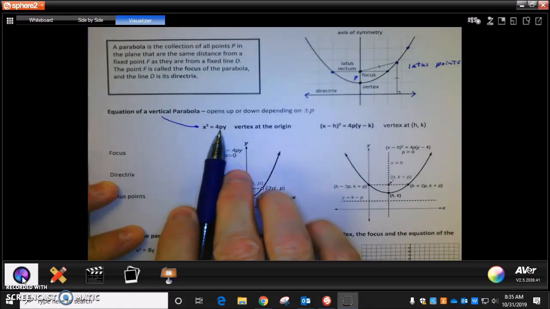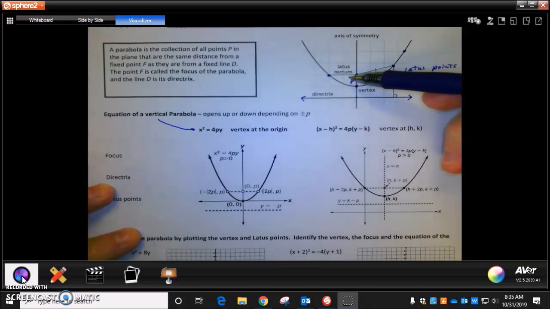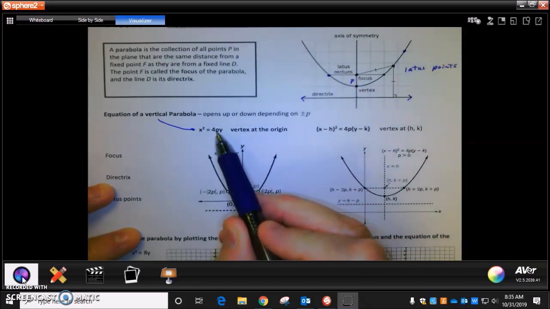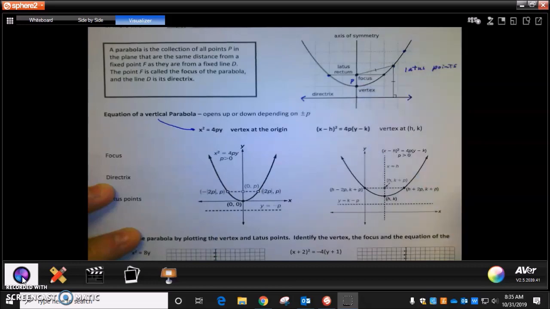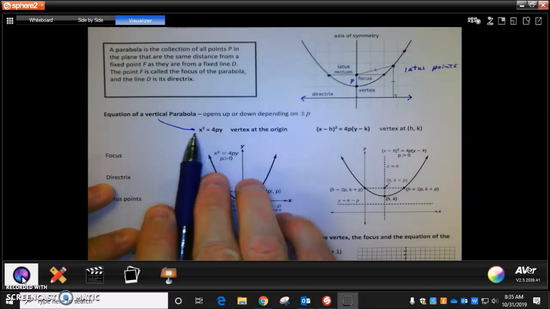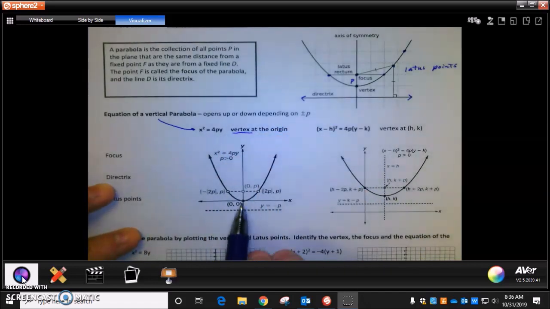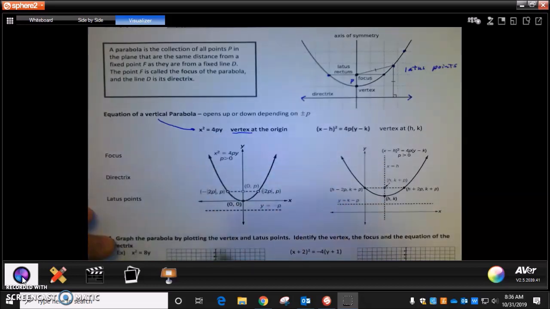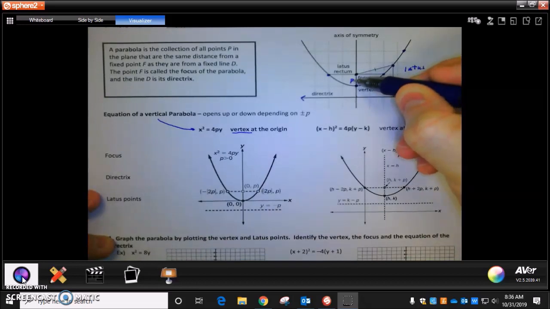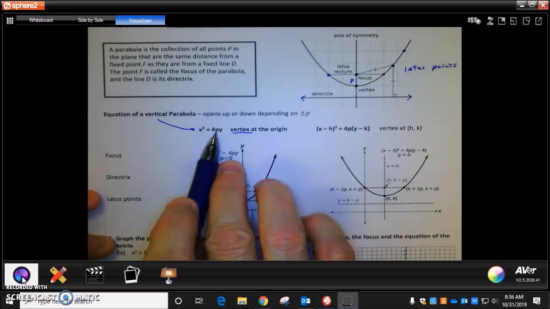And again, that p, that's what I drew up here. That number right there is the distance between the vertex and the focus. This parabola right here has a vertex at the origin. Okay, so our origin, so the point 0, 0, would be the vertex of this parabola. And that's the first thing we would graph. So we would go to 0, 0, we would put a point right there, and that's our vertex. The next thing we would graph would be our focus, because that focus is p units above our vertex. So that's what that p is in the equation.